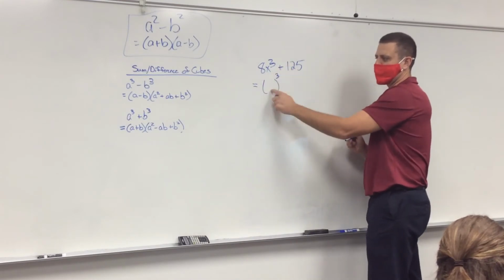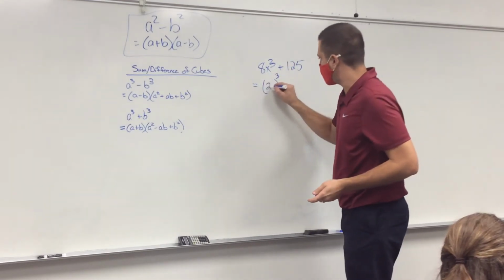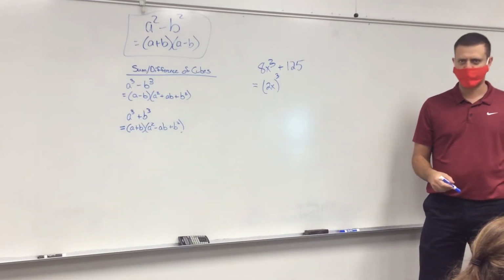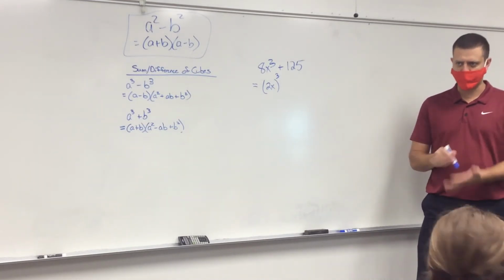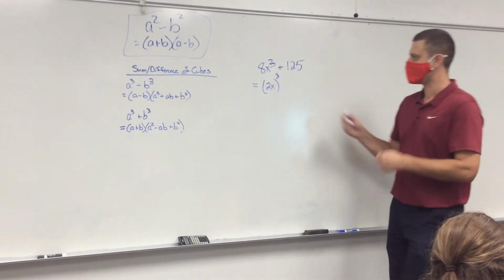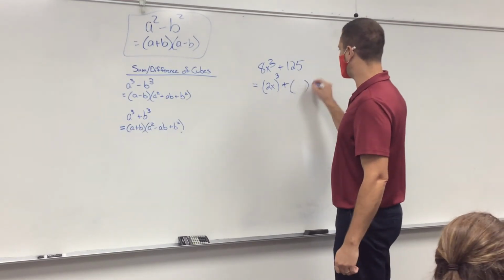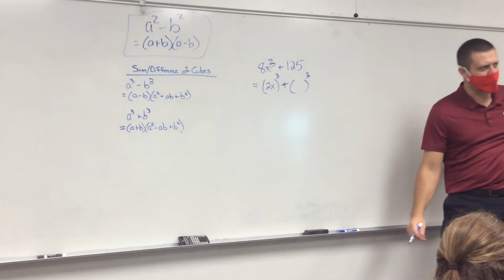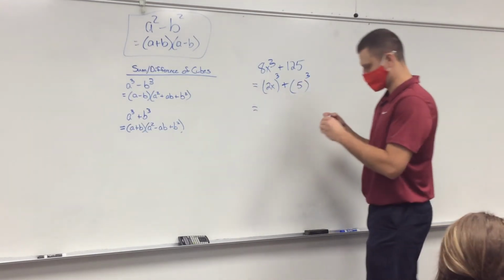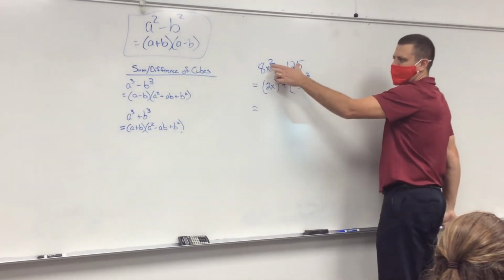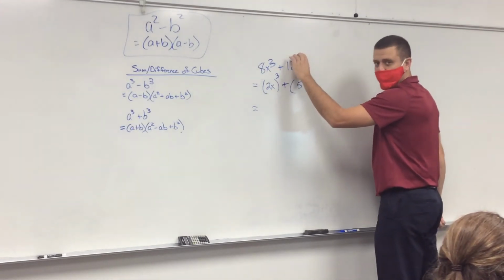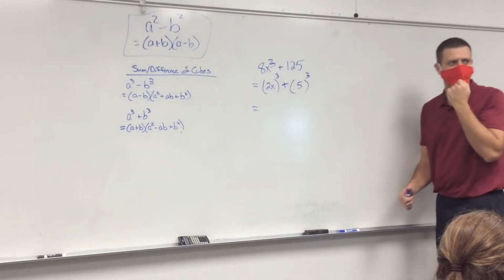Because 8x cubed is the same thing as 2x times 2x times 2x. Right? 2x times 2x times 2x is equivalent to 8x cubed. And 125 is really what cubed? 5. So you need to recognize that 8x cubed is a perfect cube and 125 is a perfect cube. You need to recognize that right away.